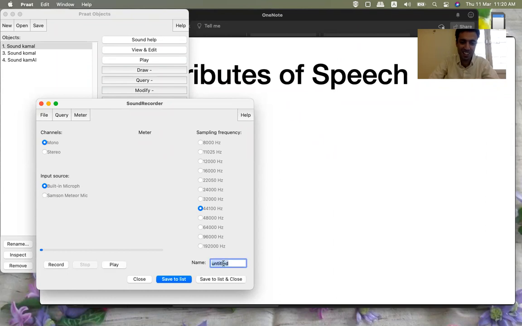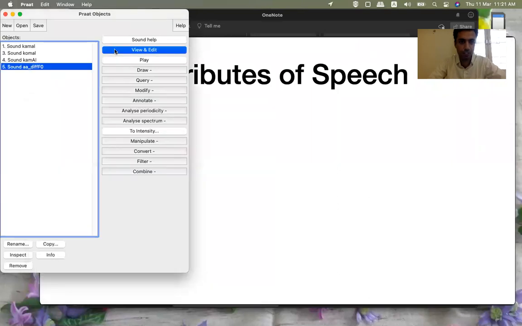Okay, sorry, it was a bit musical, but what I'm singing is the same sound in a different pitch, different F naught or pitch. Save to list and close. Let us see what it looks like.